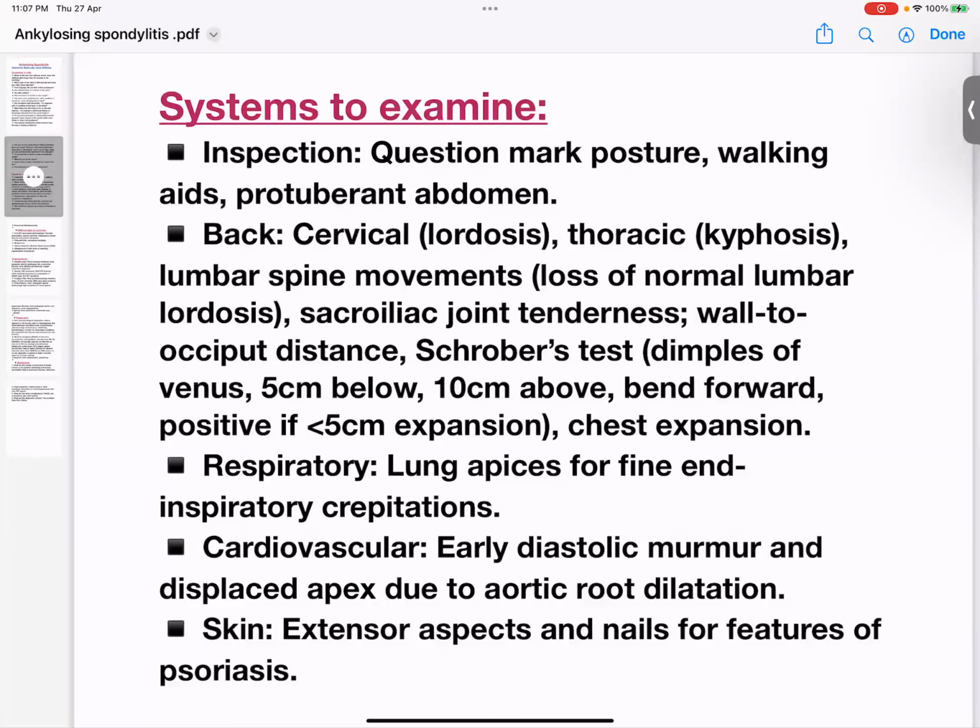Wall to occiput distance. Ask the patient to put his back on the wall and measure the distance between the head and the wall. In the normal person, he can touch the wall with the back of the head. The occiput can touch the wall. In case of ankylosing spondylitis, the patient will not be able to touch the wall with his occiput.